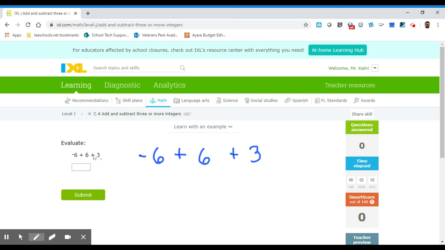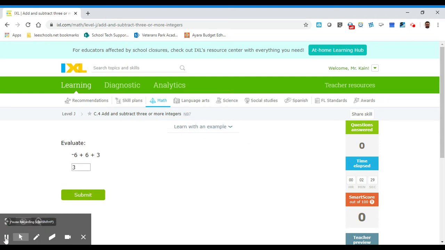I don't see any double signs, so we're good here so far. Then you're going to start left to right. So think of it as -6 plus 6. Those are different signs, so we subtract and we get 0. Then we're going to do 0 plus 3, which is 3.